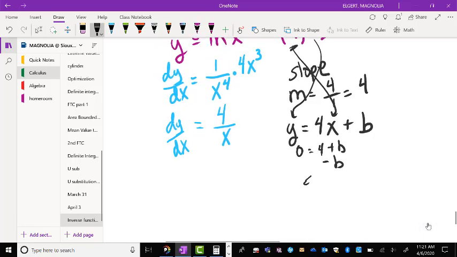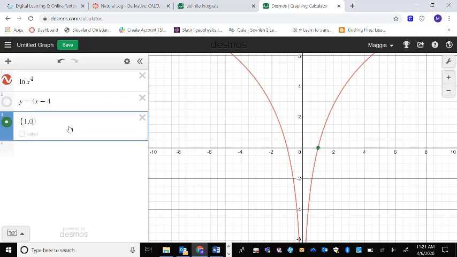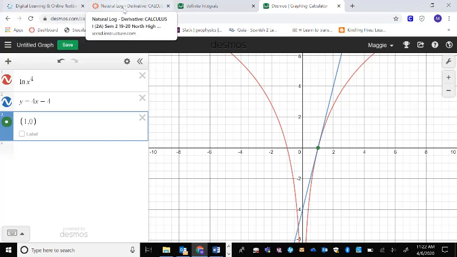So b is negative 4. So y equals 4x minus 4. And just to show you what that looks like visually real quick, here is the natural log of x to the fourth. And we're looking at the point 1, 0, which is right there. So the equation of the tangent line, y equals 4x minus 4, is right there. And that's what we did. So those are derivatives of natural log.